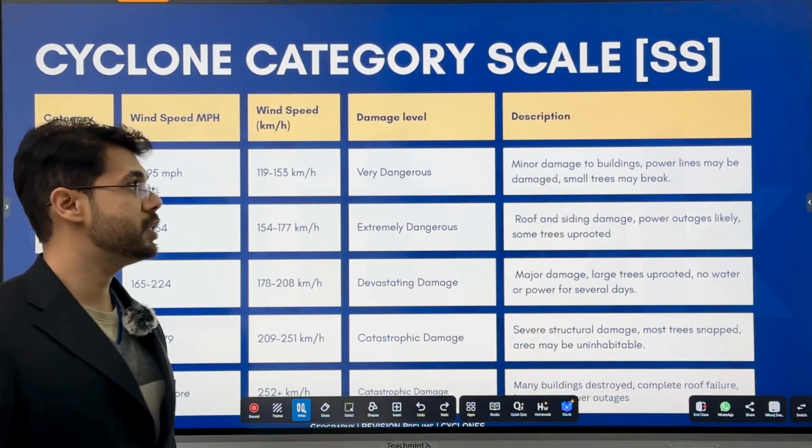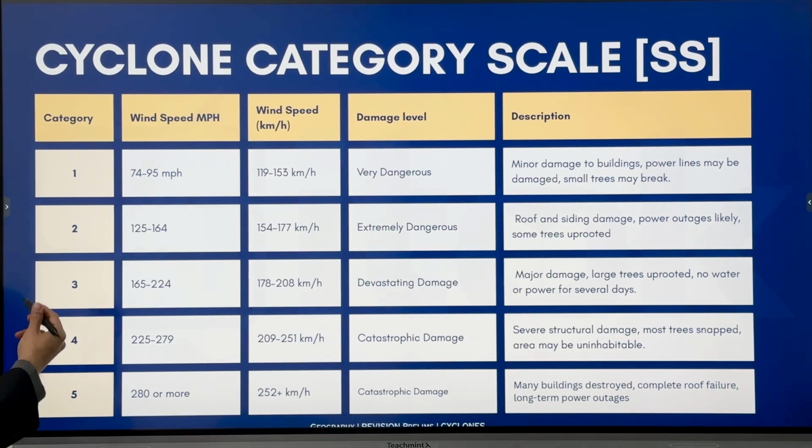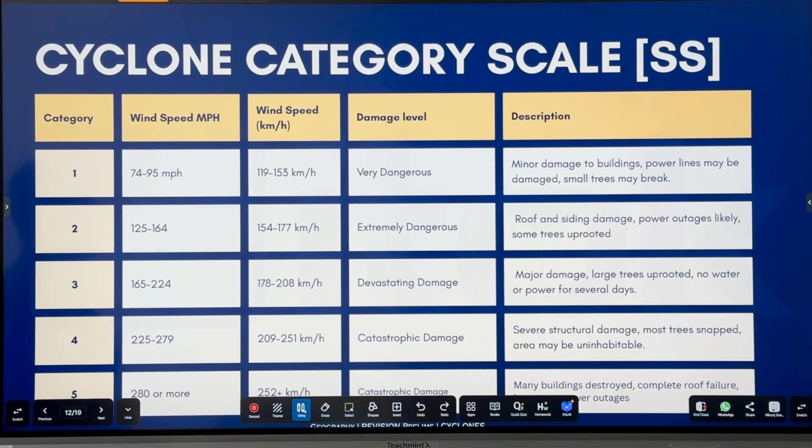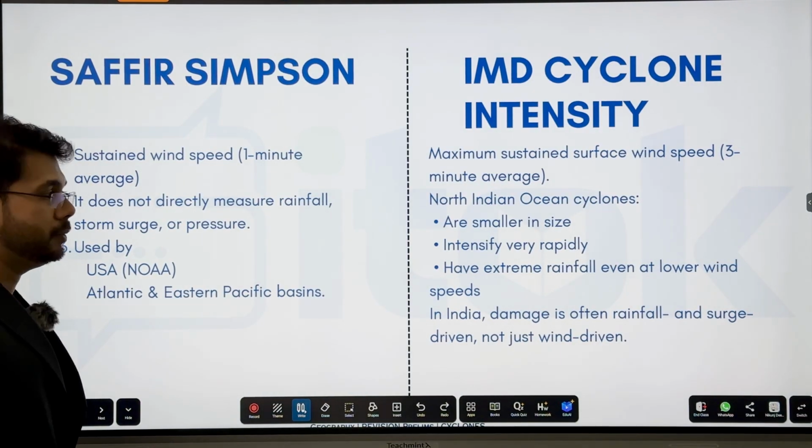Now, the scale which you are seeing here is actually the Saffir-Simpson scale. But in India, we don't use this scale. You must have heard about different categories. Category 1, 2, 3, 4, 5. The fifth category is the most horrible kind of hurricane that is present. But we don't use this in India. What we use is the IMD cyclone intensity.